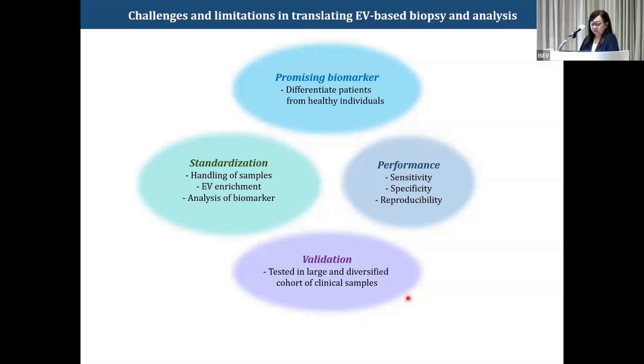And the analytic method used has to be highly sensitive and specific enough to analyze samples with a limited amount, and needs to be validated in a large and diversified cohort of clinical samples before really applying them in clinical settings. So that's all I would like to share today.